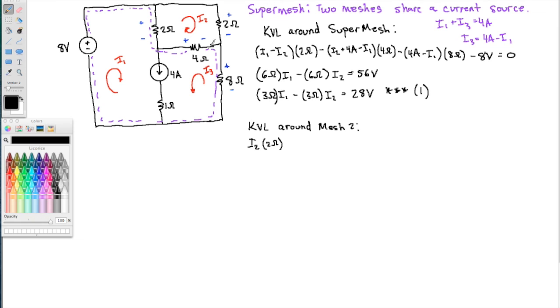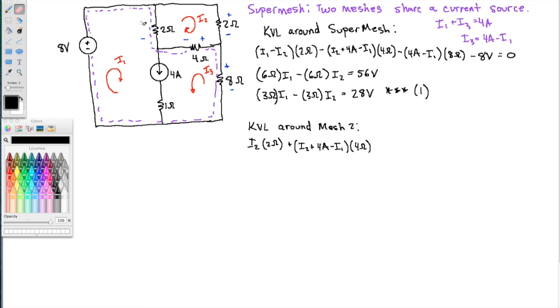Then I need the drop, and let me erase the polarity here, so now I'm going the other way. I need the drop across the 4 ohms going from right to left. So that drop, I2 is with me, I3 is also with me. So that's plus I2 plus I3, but instead of writing I3, I'm going to write 4 amps minus I1. Multiply that by the 4 ohms gives me the drop.